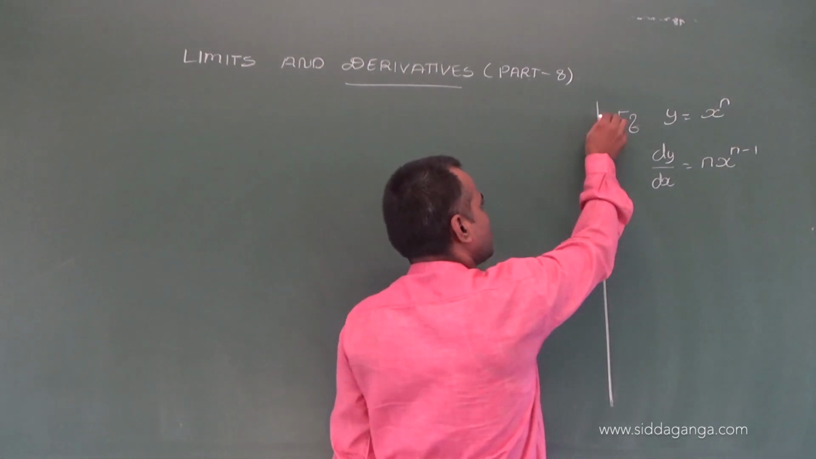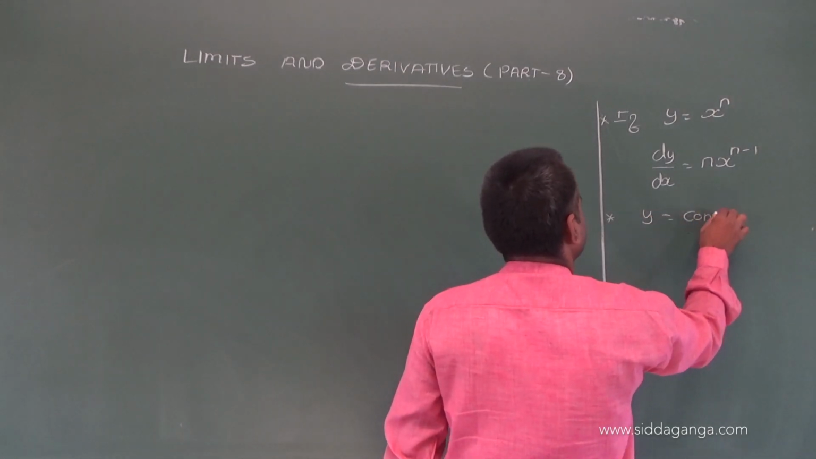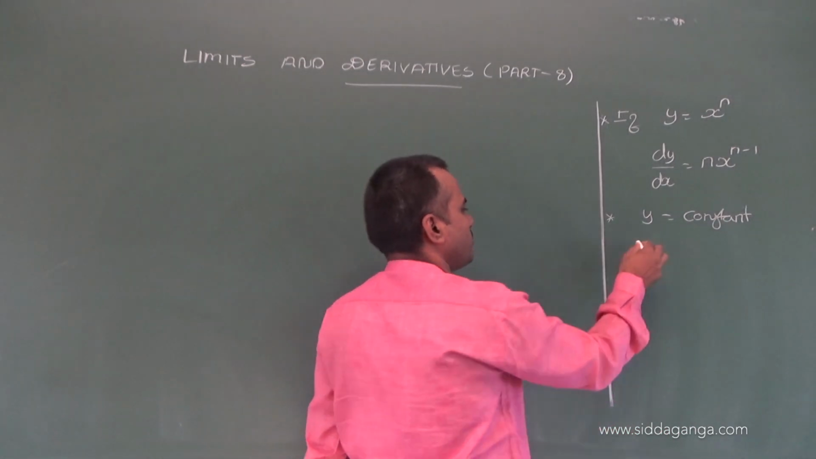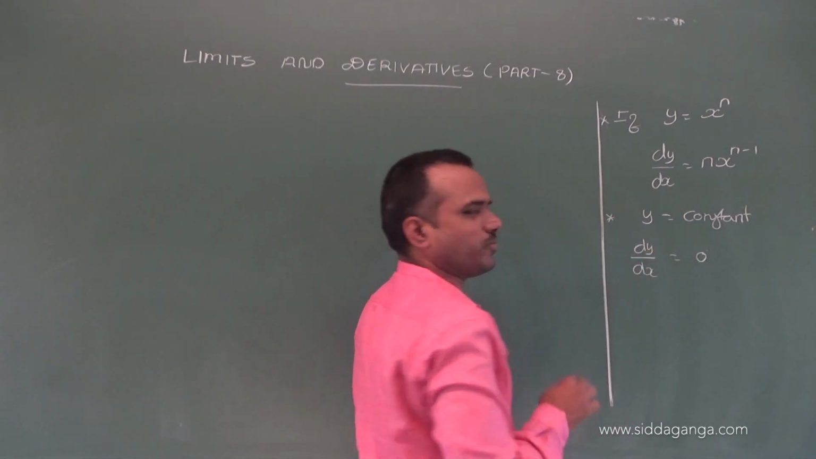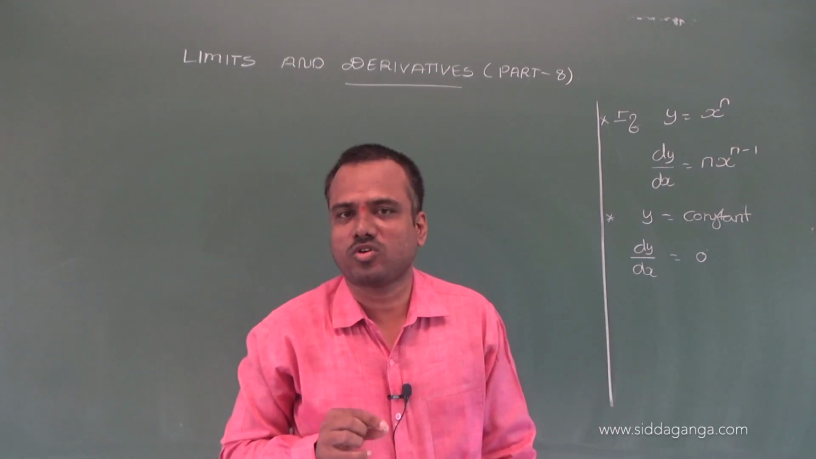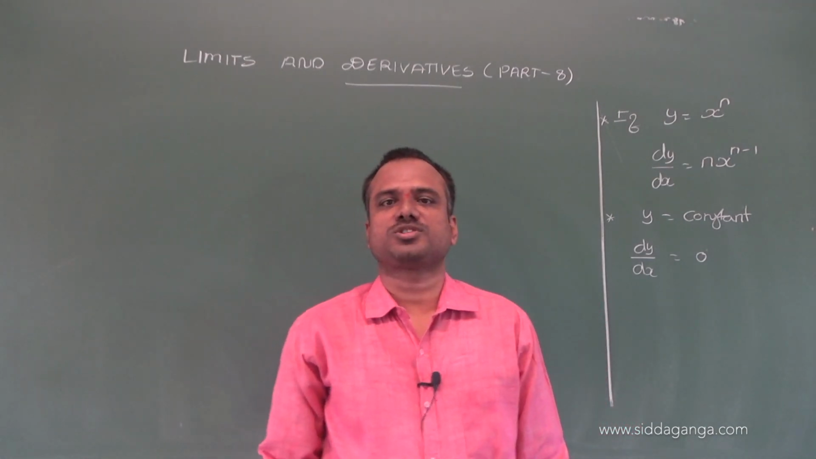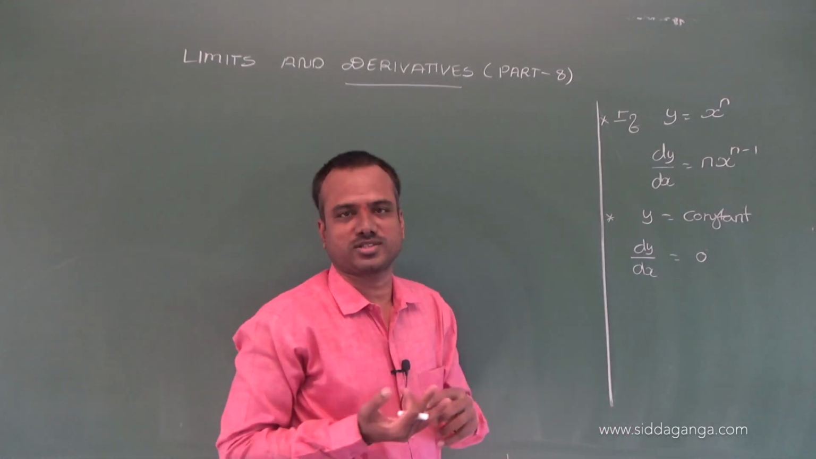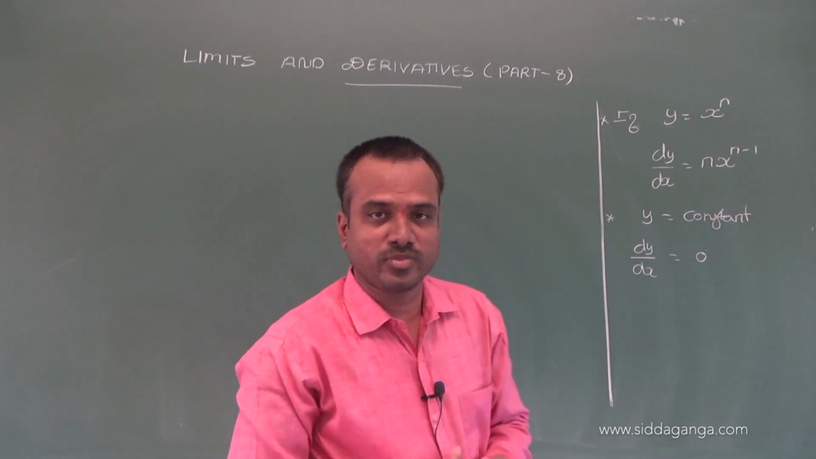And one more formula we discussed, the derivative of a constant. If y is equal to a constant, then dy by dx is 0. The derivative of a constant function is 0, correct? So we discussed these two formulas in the last class, as well as the definition of the derivative.